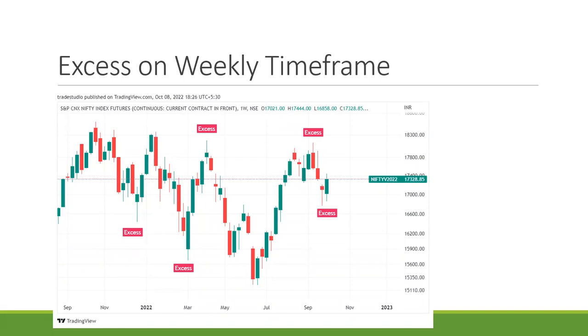Emotions, volumes, how fast the price action is happening. These are the three things which contribute in identifying the excess. It doesn't matter whether it's from the market profile or from the daily chart or the weekly chart or the monthly chart. But excess is excess. Right?